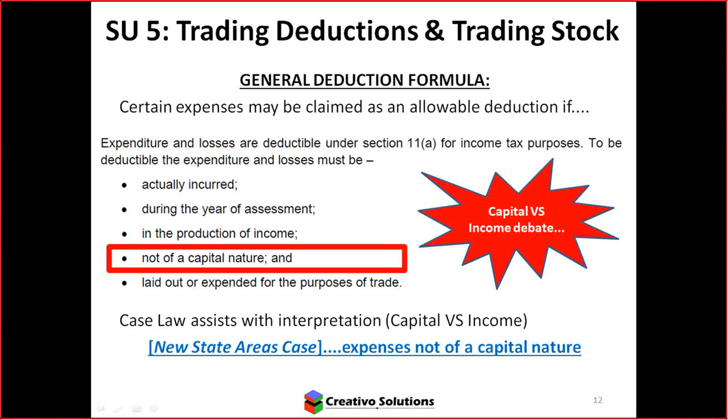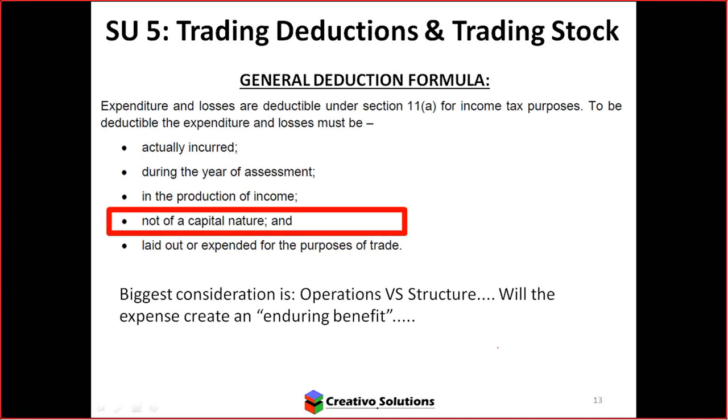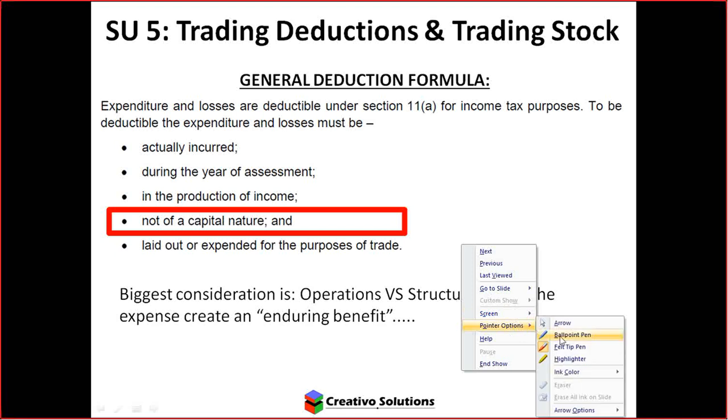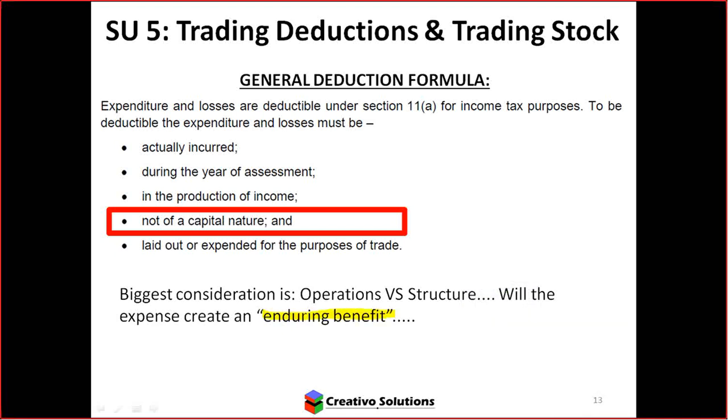Right, and what they basically said was, well, if it's... what do they call it? Enduring benefit. That was the word. I think I wrote it down here. Yes, I did. There it is. It's on the next page. Enduring benefit.